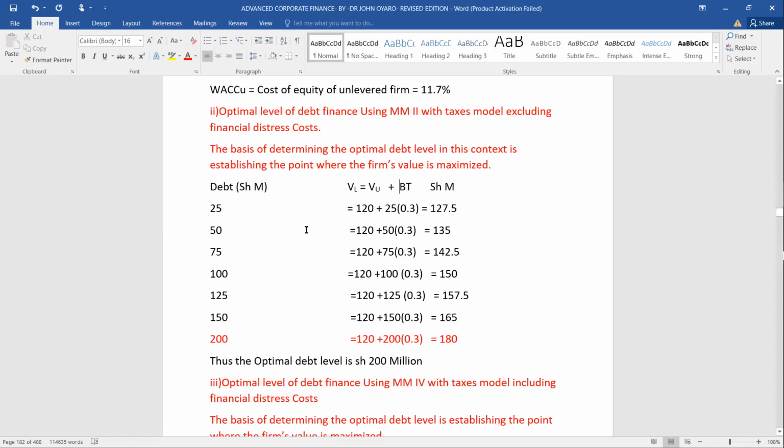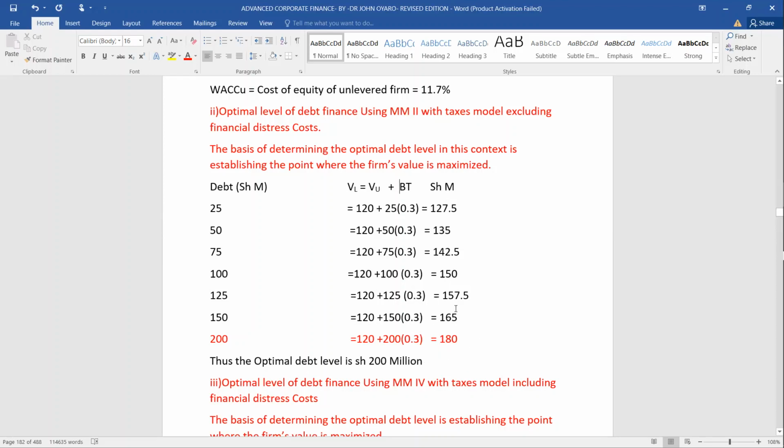Now, when you move to 50 million debt, the value of the unlevered firm is a constant plus 50 times 0.3. I think that should give us 135 million. At 75 million debt, the value of the unlevered firm is 120 plus 75 times 0.3, I think 142.5. At 100 million debt, that is 120 plus 100 times 0.3, which is 150. We will determine the value of a levered firm at each of these levels of debt, and by inspection, where the value is maximized is 180 million.